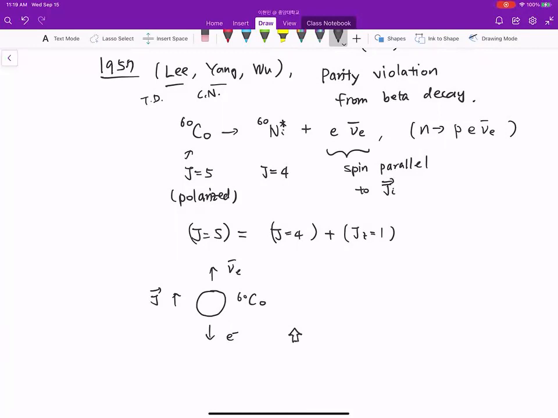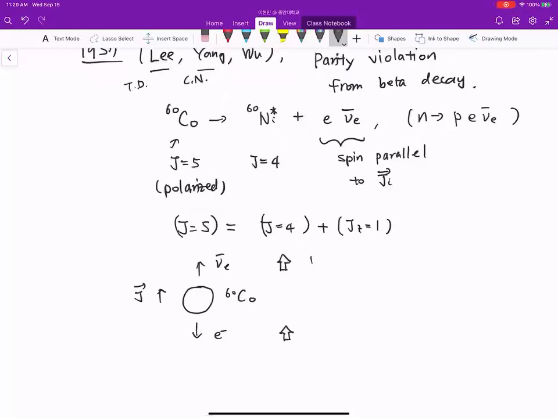This is the spin of electron and spin of neutrino. In this configuration, the spin direction must be this way, right? Because the spin angular momentum is the sum of electron spin and neutrino spin. Electron and neutrino are spin 1/2, right? So those are spin up with respect to the initial spin direction. So this is 1/2, and because of that, J is equal to +1.